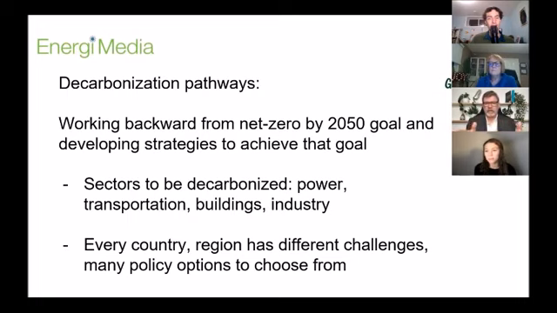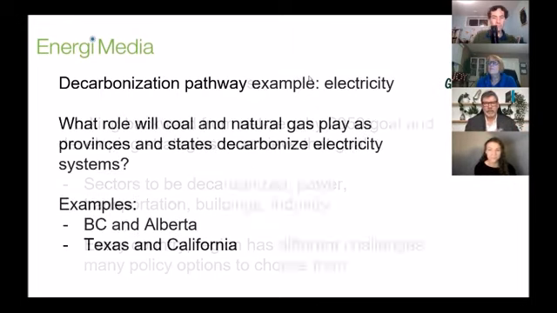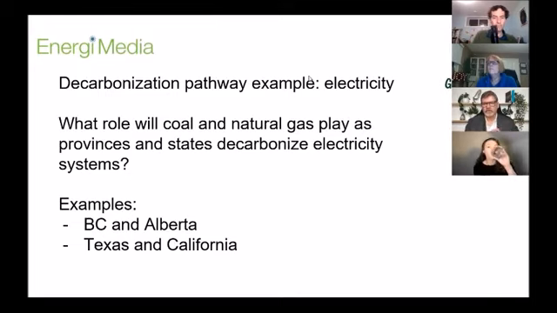And when economists talk about these decarbonization pathways, they talk about 4 sectors that need to be decarbonized. So you've got the power, the electricity system, you've got transportation, buildings, and industry. And fossil fuels play different roles in all of those. And as I've mentioned, every country or region has different challenges. So I wanted to use one of those sectors to illustrate the decarbonization pathway options that are available to various regions. We're going to talk about the electricity system and what role coal and natural gas will play as provinces and states decarbonize those systems. And we'll use 2 examples, BC and Alberta from Canada, and Texas and California from the United States.